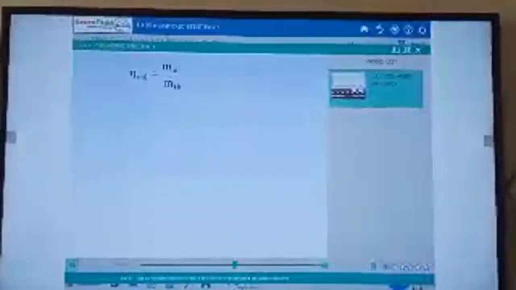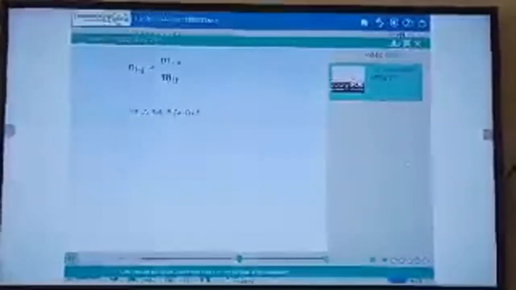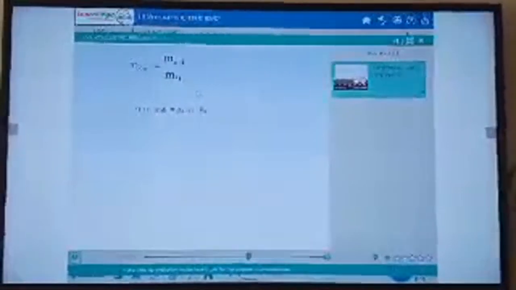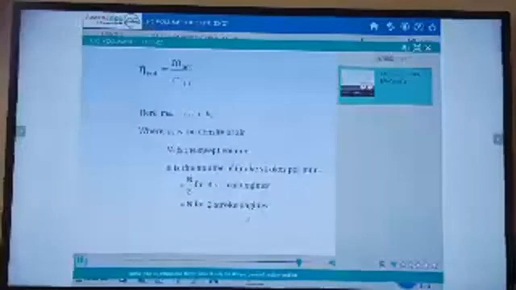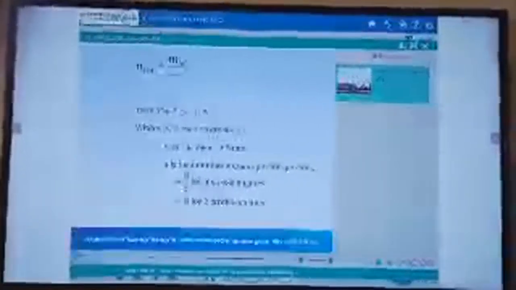Volumetric efficiency is equal to actual mass divided by theoretical mass. Here, theoretical mass is equal to rho A dot N dot Vs, where rho A is the density of air, Vs is the swept volume, N is the number of intake strokes per minute, which is equal to N by 2 for 4-stroke engines, and equal to N for 2-stroke engines. Volumetric efficiency for a naturally aspirated engine is generally about 75%.